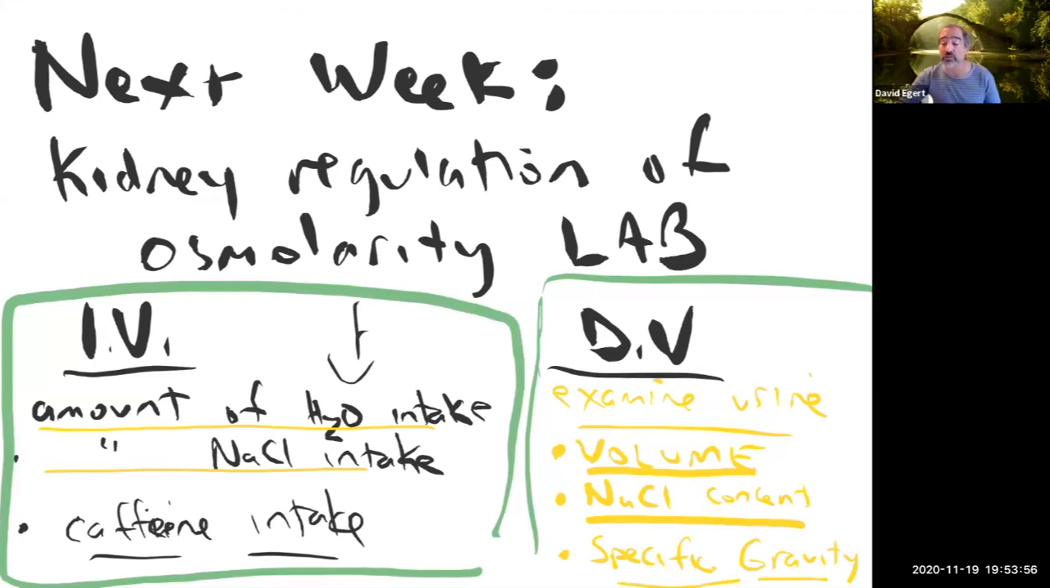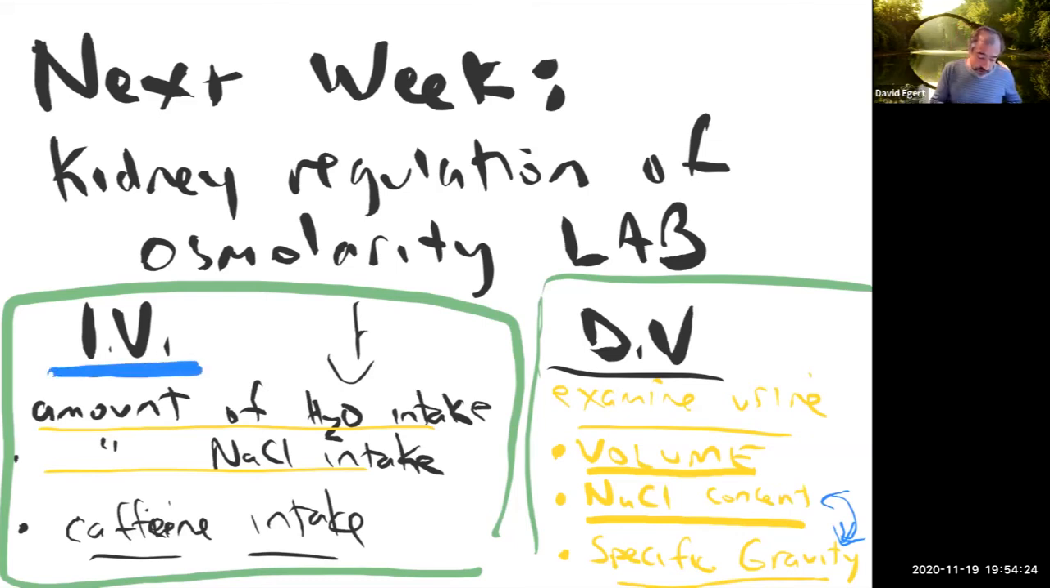Basically how concentrated it is or not, just everything. In general, you're going to expect these two to be pretty similar. If you've got a lot more sodium chloride in your urine, you're probably going to have a higher specific gravity, right? Because specific gravity is just a measure of dissolved stuff in your urine. So this is the basic idea here.